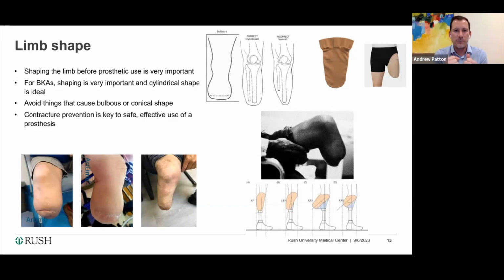I get some compression. It feels nice and snug. It makes the patients feel comfortable because everything's kind of held together tightly. So the shrinkers are a really nice piece and really important before they get their prosthesis.